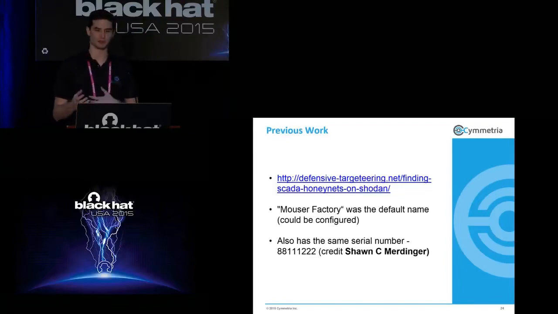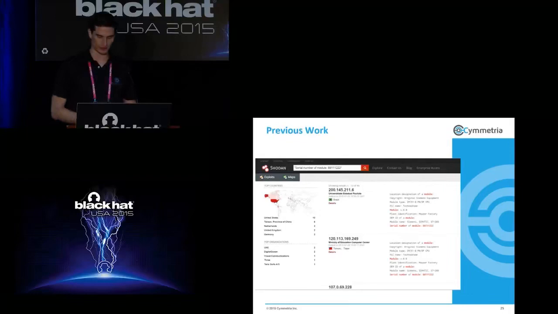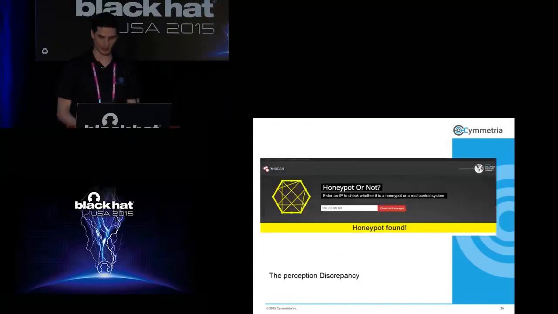Then when people figured that out and started configuring it to be different, Sean realized that the serial number is always the same. So if you go on Shodan and search for that serial number, you get about 10 machines around the world that are running that SCADA honeypot. If you take one of those IPs and run it in HoneyScore, you realize that it's a honeypot. We haven't talked to Shodan, but it's a really good start, though very incomplete in terms of detecting most of the honeypot projects.